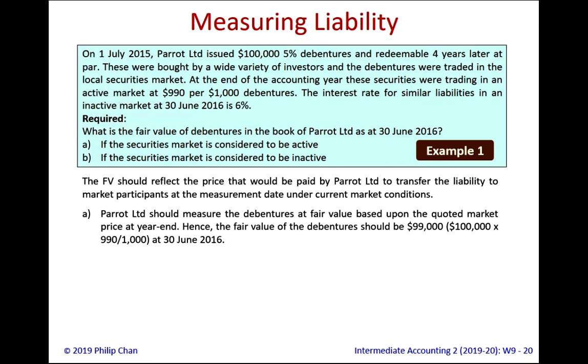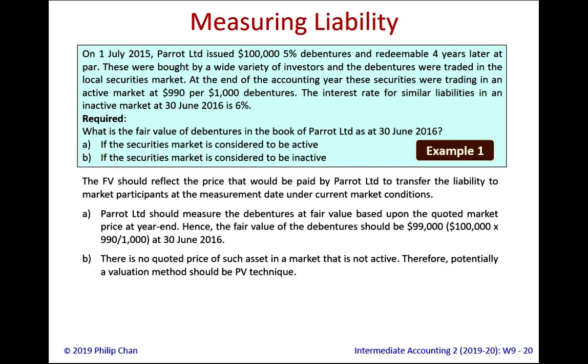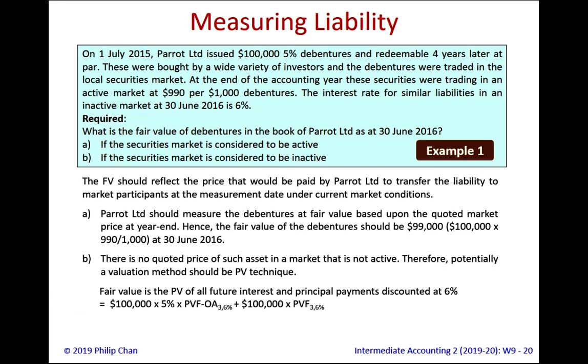However, if it is in an inactive market situation, we have to use the present value technique. So we know it will be redeemable 4 years later at par, and each year we're going to have 5% times 100,000, which is 5,000 rather, would then be the value of the interest. So multiply by the present value factor, ordinary annuity, 3 years, 6%.